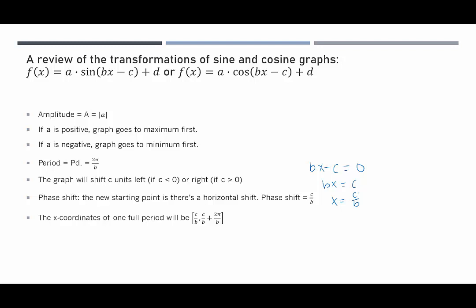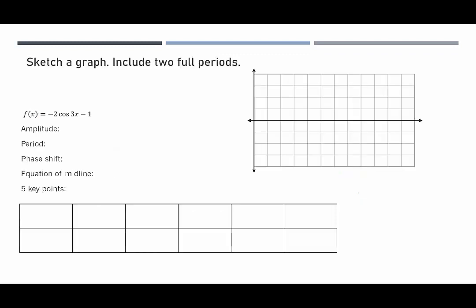So it's the starting value plus however long it takes to complete one cycle. So that would tell us the x coordinates for one full period. And then also if there is a d value, if there's something being added, that would move the graph up or down depending on whether d is positive or negative. It also affects the midline. So especially when there is that vertical shift, we want to look at the midline. That's where it hits every other key point, that midline point, right? So usually it's 0. That's given by y equals d.